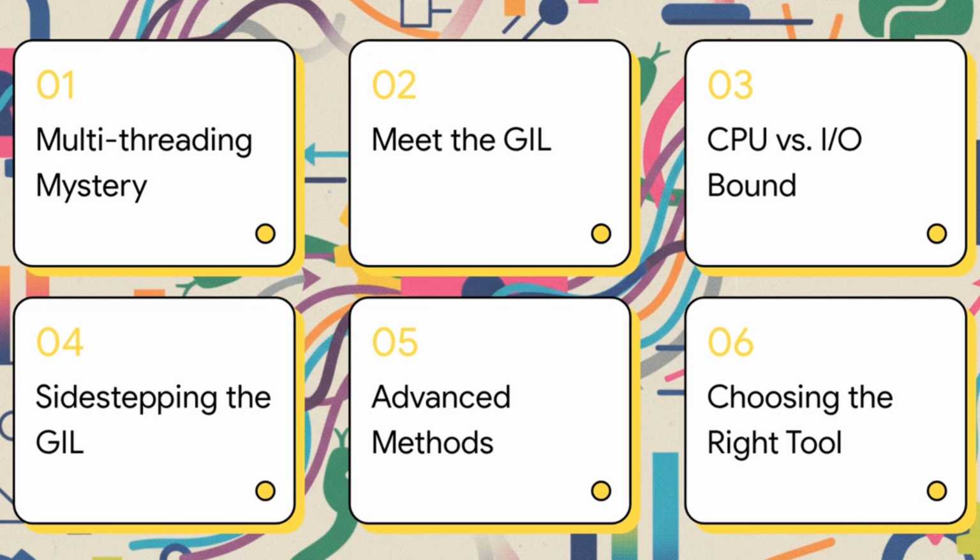So here's how we're going to break this down. First, we're going to look at a really weird multi-threading mystery in Python. Then, we'll meet the culprit, the GIL itself. After that, we'll get into a crucial distinction between different kinds of tasks, and then we'll cover how to get around the GIL, from the standard ways to some more advanced methods. And finally, we'll wrap up with how you can choose the right tool for your specific job.